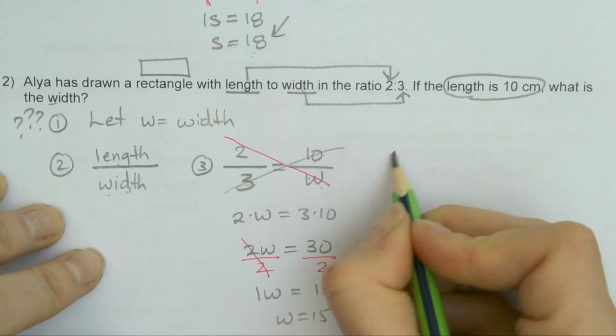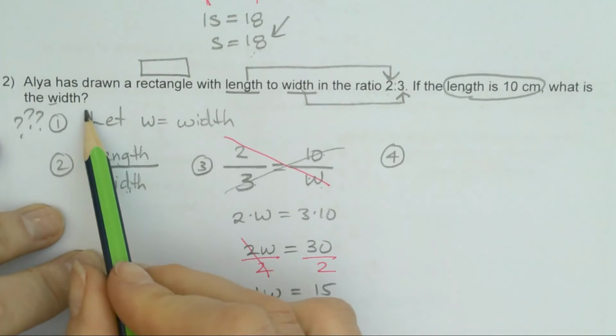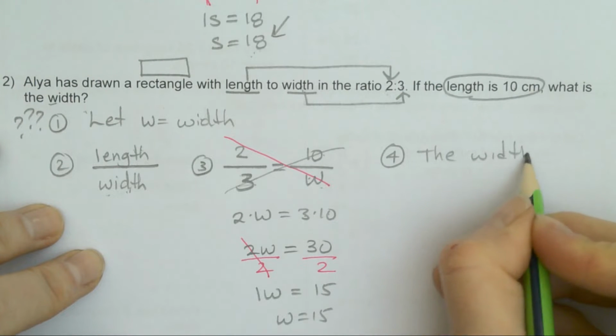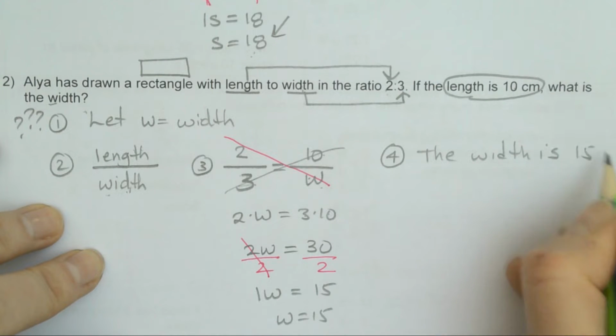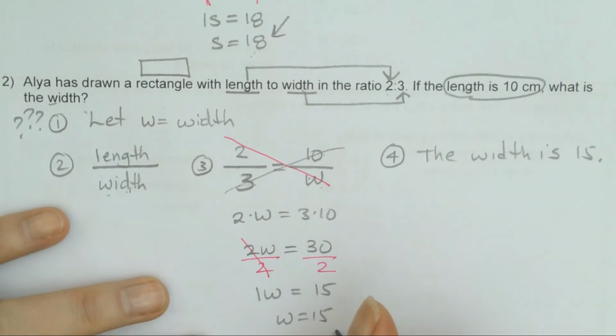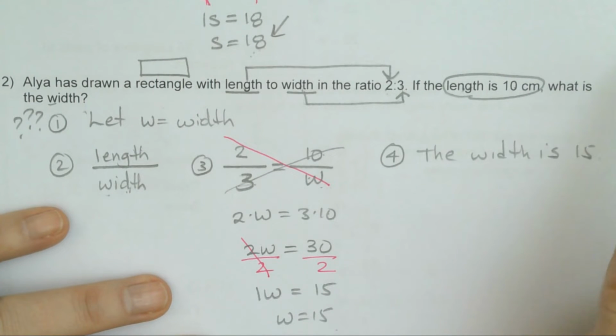So now step 4, you have to end with an English sentence. What is the width? The width is 15. If I stopped there, I wouldn't get full marks. I have to say, is it 15 kilometers, centimeters? Here it's centimeters, so let's make sure we put centimeters. There. Let's now go to number 5.